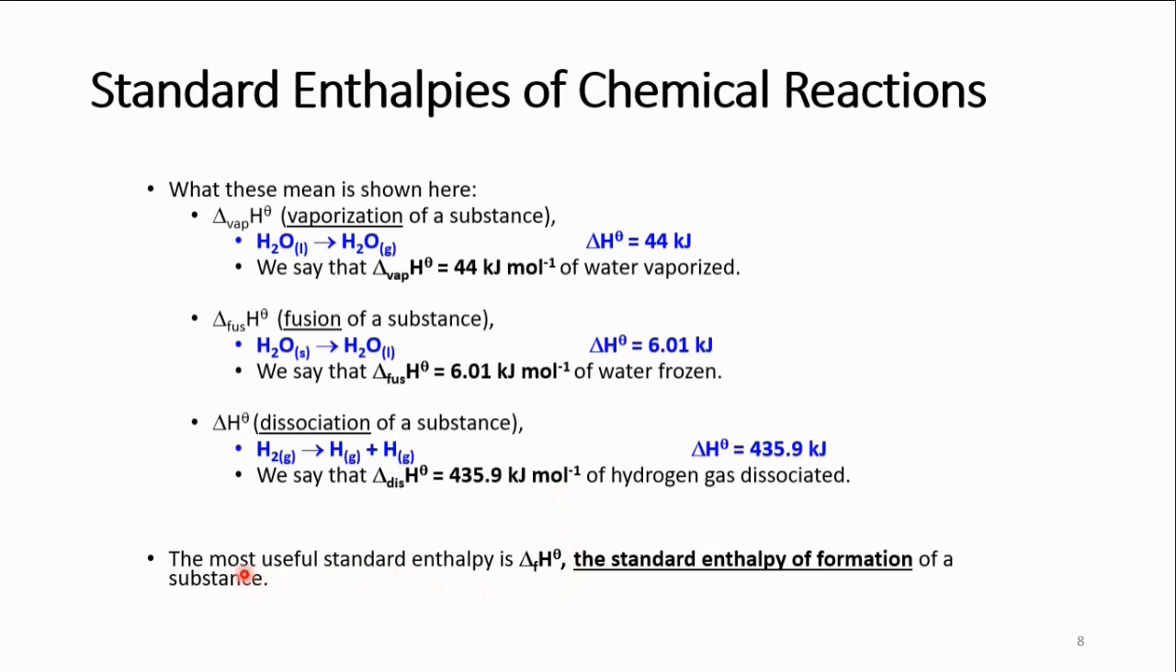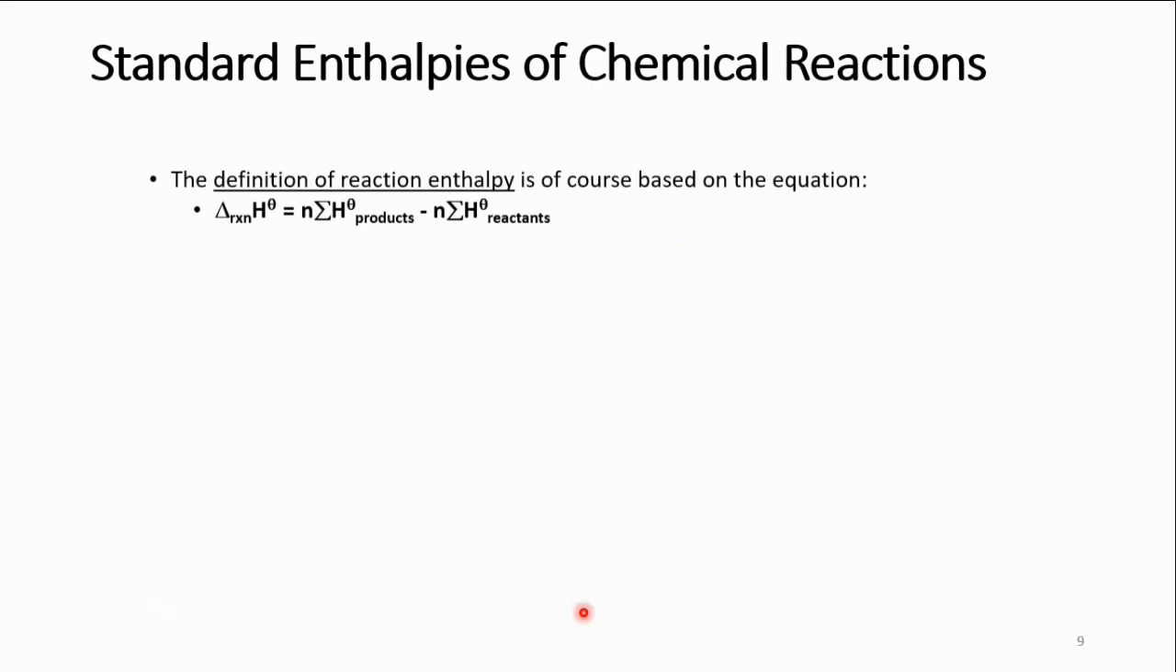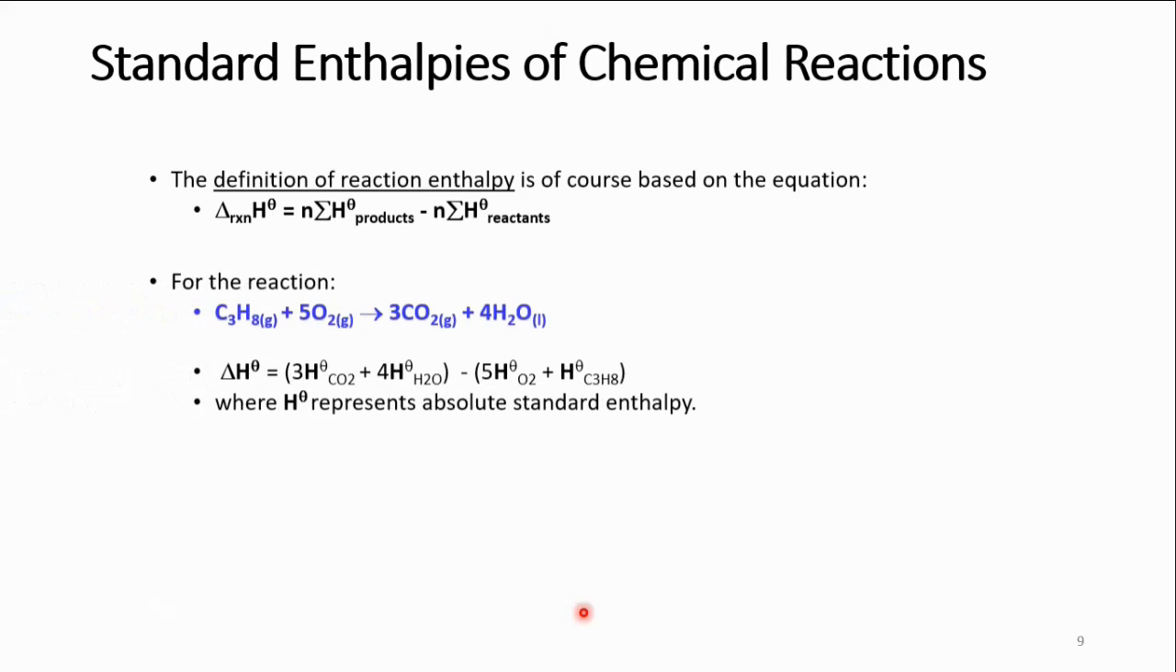Now, despite all of this, the most useful standard enthalpy is the standard enthalpy change of formation. It's very useful because you could use it in assessing the feasibility of reactions. Now, one thing we have to know is that the definition of reaction enthalpy is, of course, based on the equation. This is the definition of a reaction enthalpy change. And generally, you could see that it is represented by absolute enthalpy values and not enthalpy change.